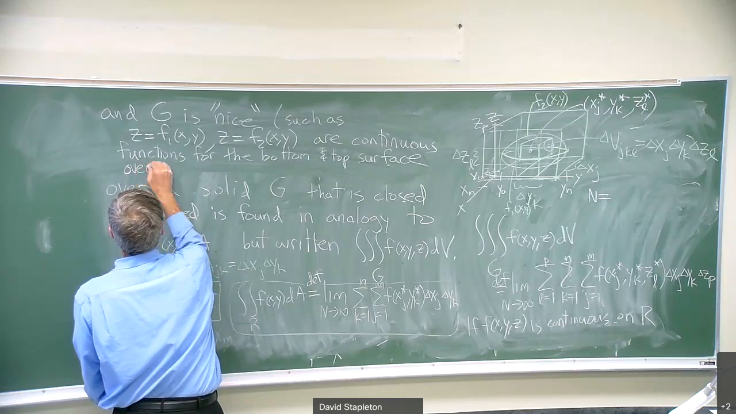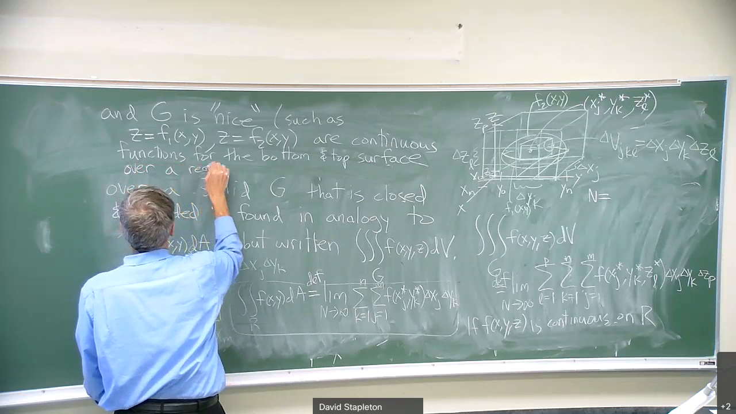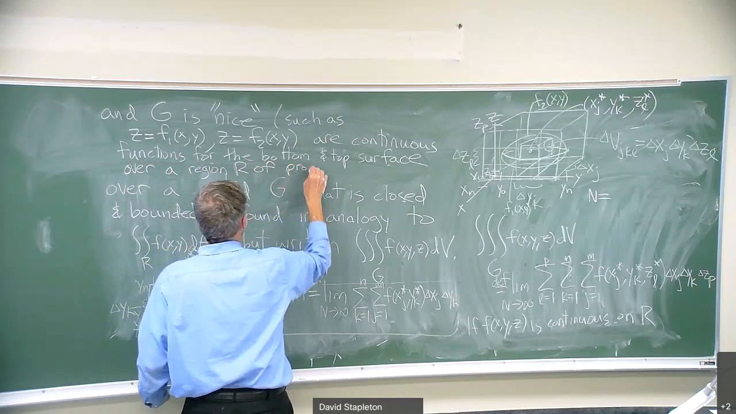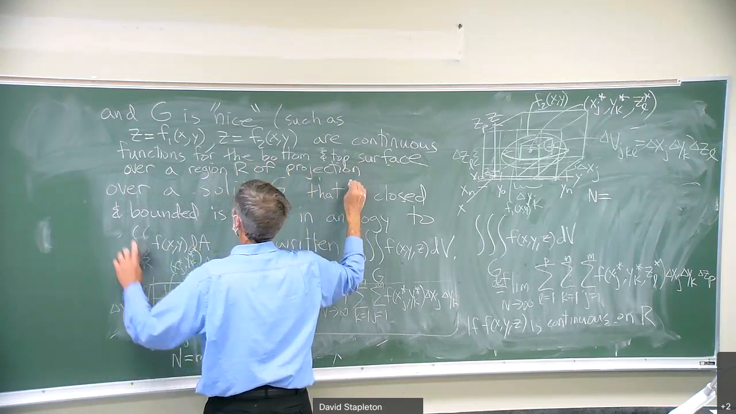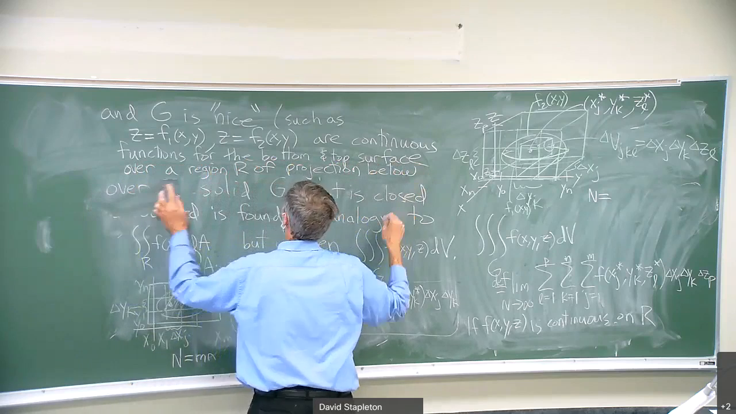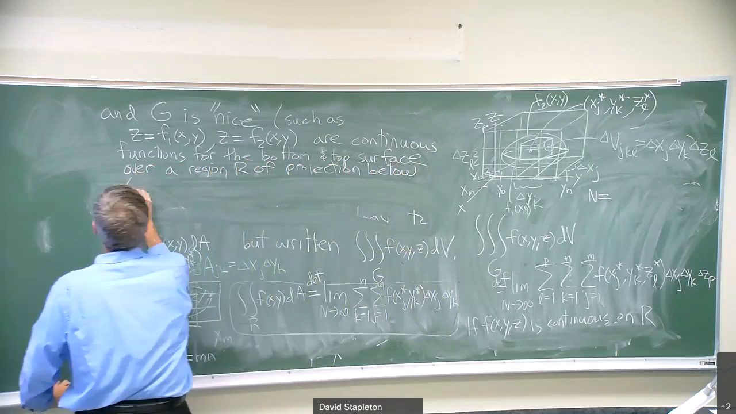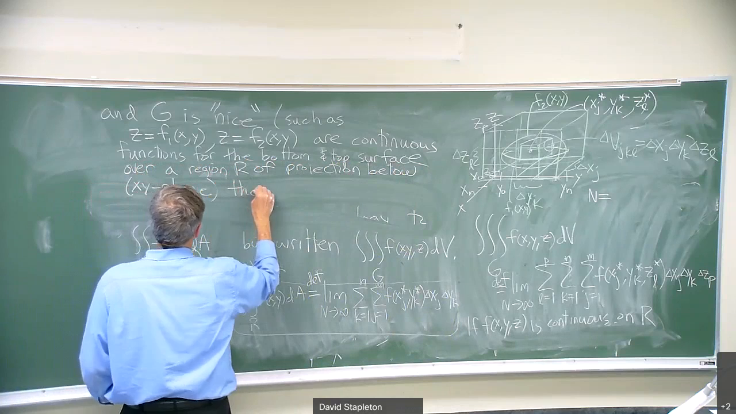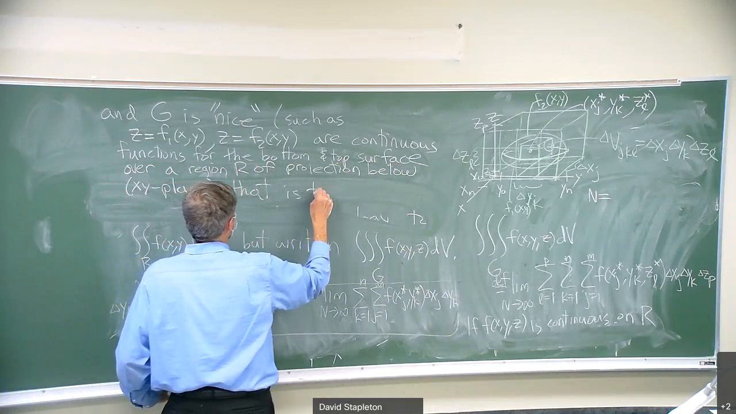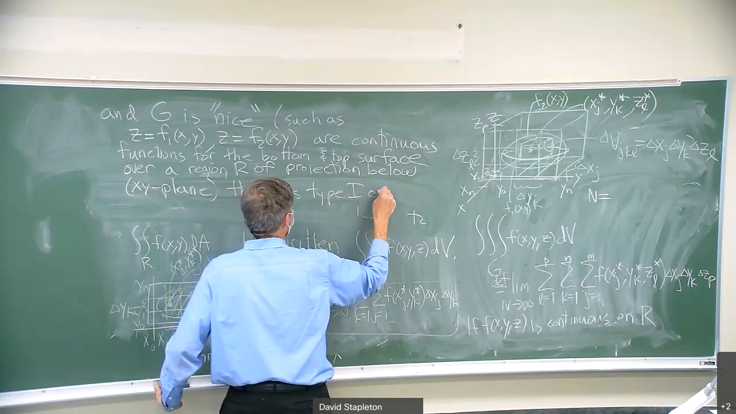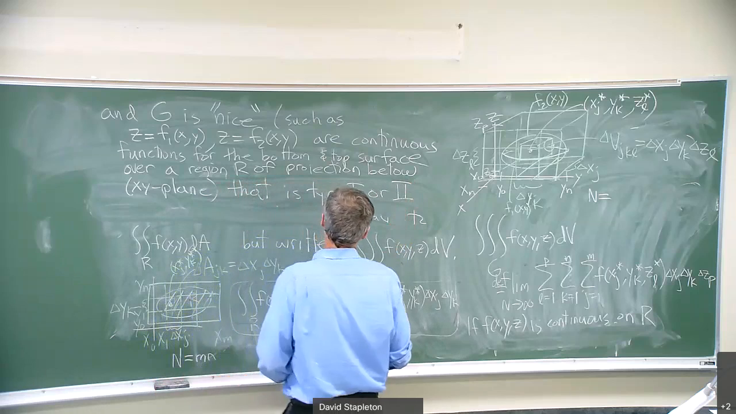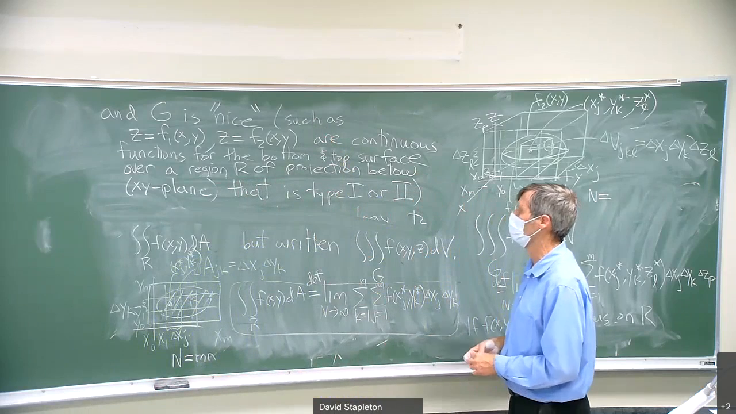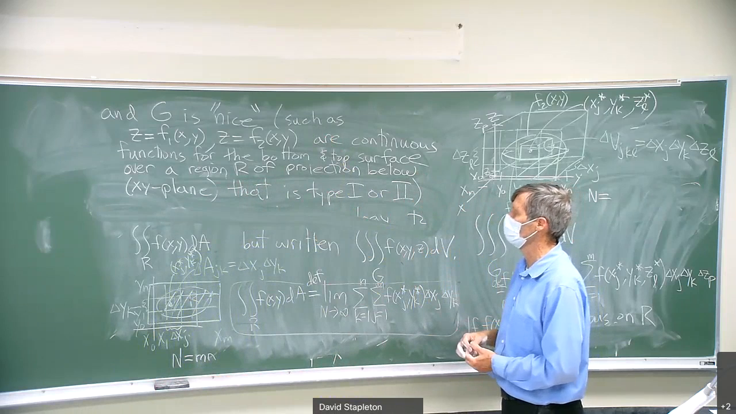And over a region R of projection below in the XY plane, that is one of them we've already done, say type 1 or type 2, from when we did double integrals. So that's one special case, but you can make more exotic cases than this. This is the one that's of interest because it comes up in most science problems. You have a case like this.